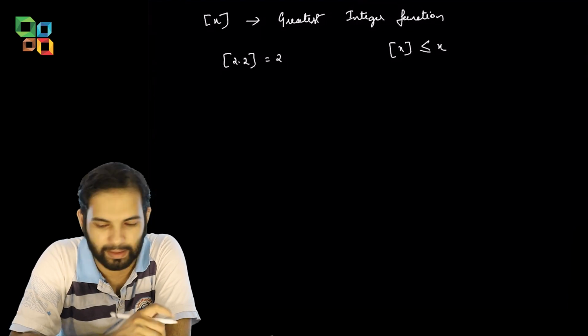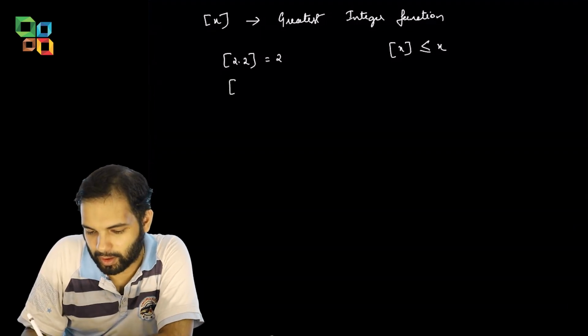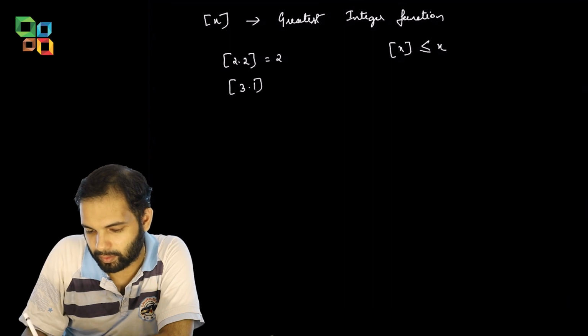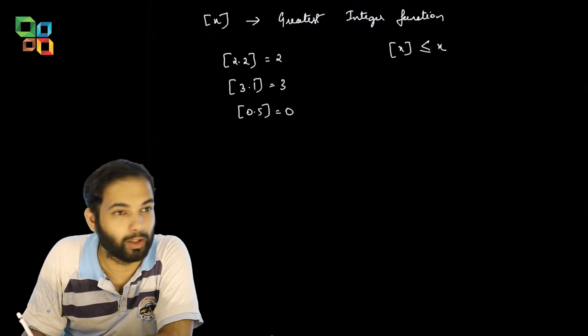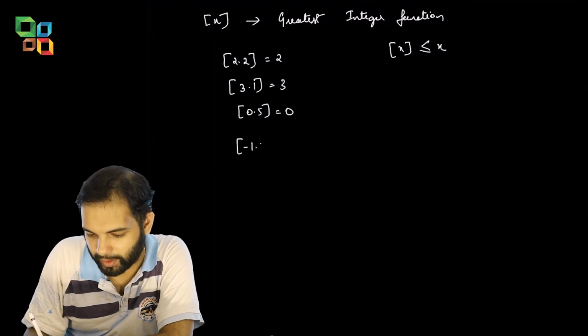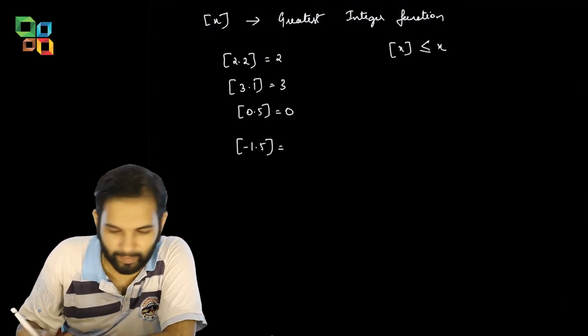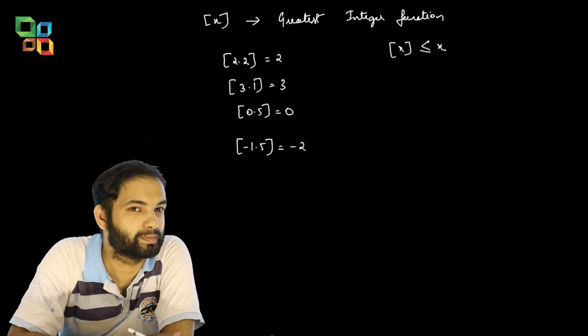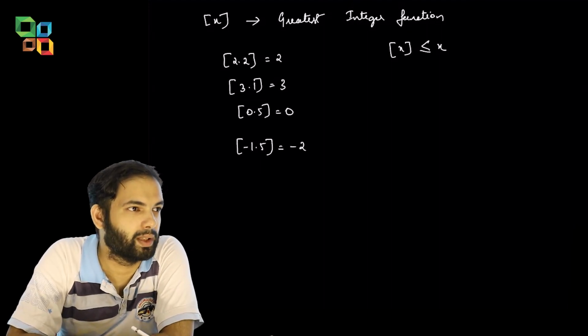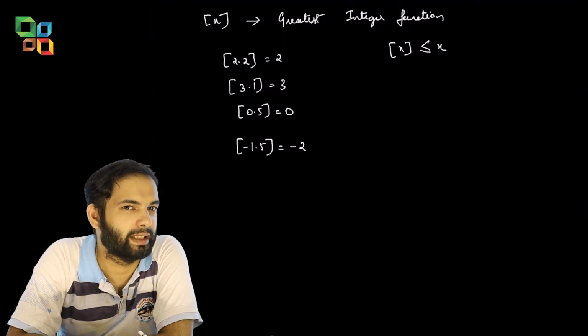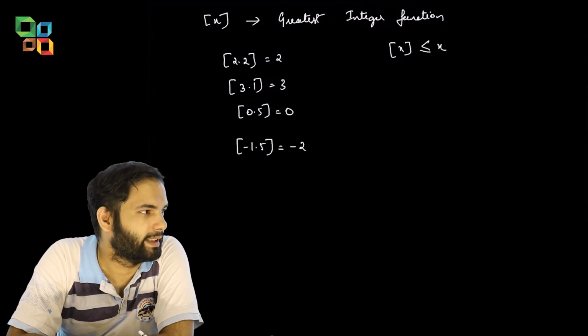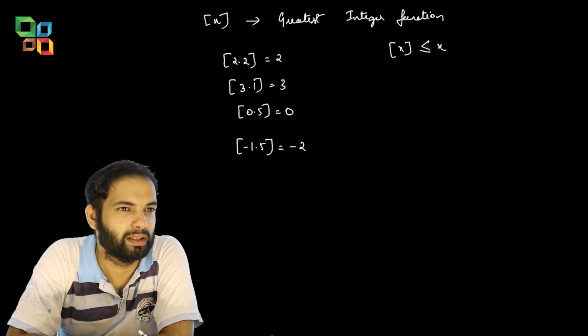Fine. Is it clear? So what about, say, 3.1? 3. What about 0.5? 0. Okay. What about minus 1.5? Minus 2. Why is it not minus 1? Minus 1 is greater. Okay. So be careful when you're writing negative numbers. This is called the integer part of that. So we want the integer to be less than that number.